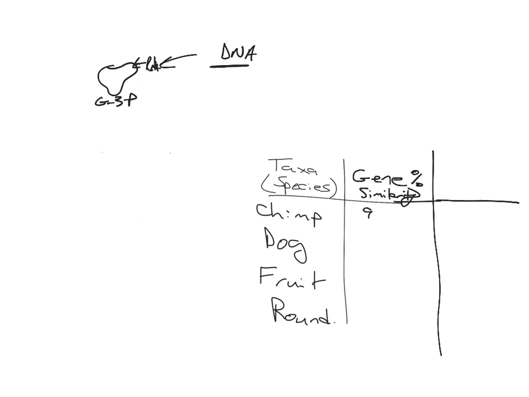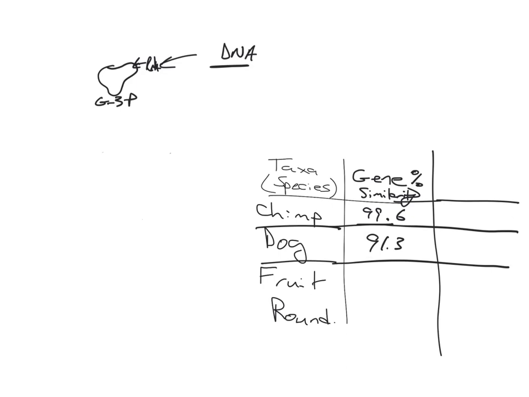So we have 99% similarity to humans in chimps, 99.6%. All right. The dog has 91.3%. Remembering that humans are vertebrates, dogs are vertebrates, fruit flies and roundworms are not, that kind of makes sense, doesn't it? We would expect that we're closely related to dogs and chimps since we're all mammals, and that the percentage of DNA would be similar.